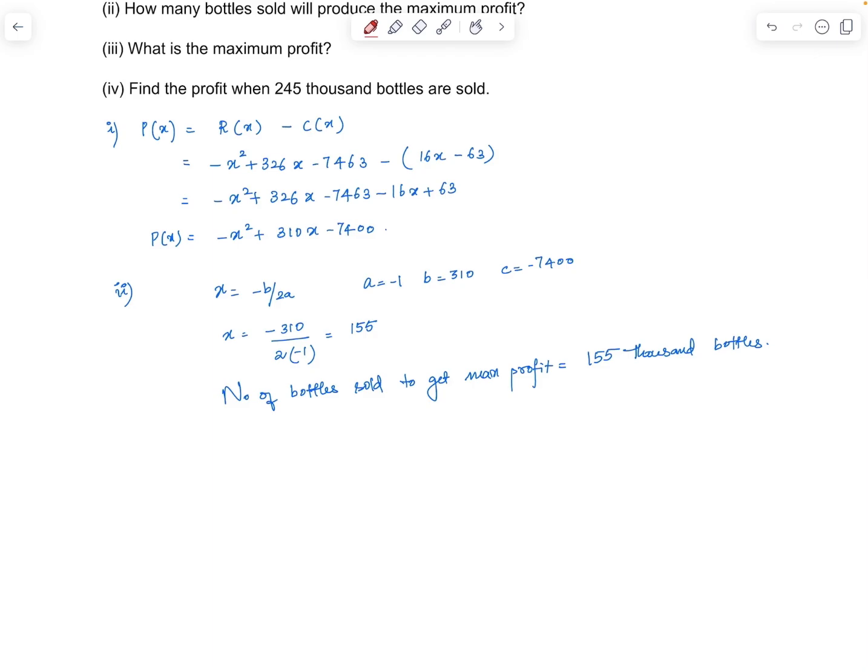Question number 3. What is the maximum profit? Now that we know the number of bottles to be sold to get maximum profit, let us substitute that quantity in P of x. P of 155 is equal to minus 155 square plus 310 times 155 minus 7400. On calculating this, we get 16,625. That is, the maximum profit achieved is rupees 16,625.